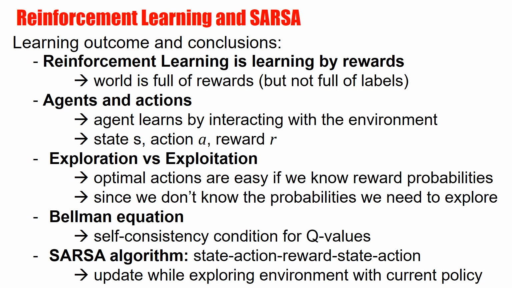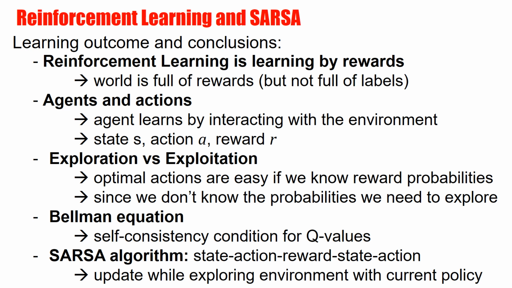So what have we seen in this lecture series? Reinforcement learning is learning by rewards. The world is full of rewards, but labels are sparse. So most learning in the real world is based on rewards. Reinforcement learning works with agents that take actions, and the agent learns by interacting with the environment. The notions are that you have discrete states S, discrete actions A, and you have rewards at every transition. Many of these rewards might be 0.